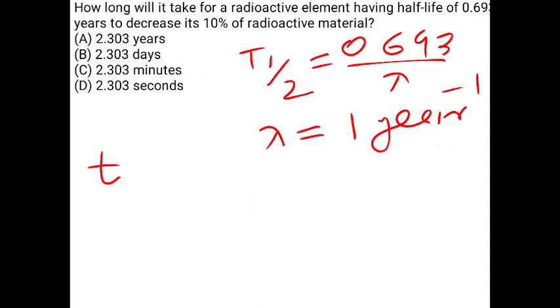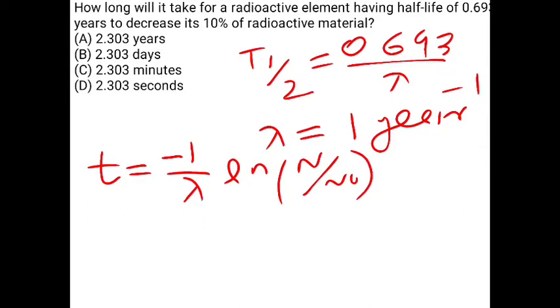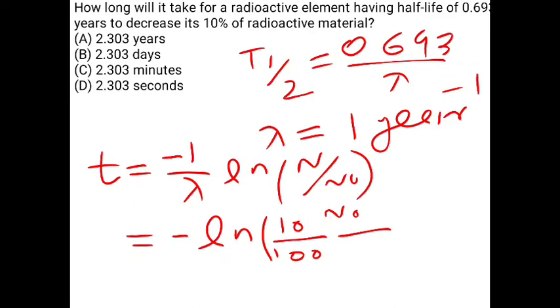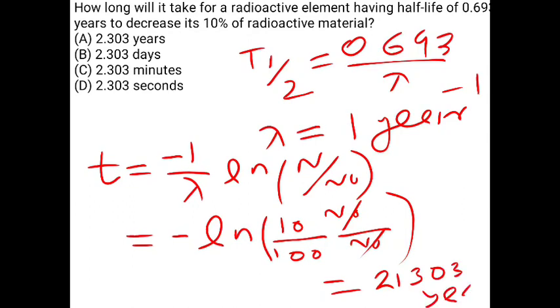The expression for time equals minus 1 by lambda ln N divided by N naught. Here we have to decrease it by 10%. So this will be minus 1 ln of 10 by 100 of N naught divided by N naught. These two cancel, then we get 2.303 year. Option A is correct.